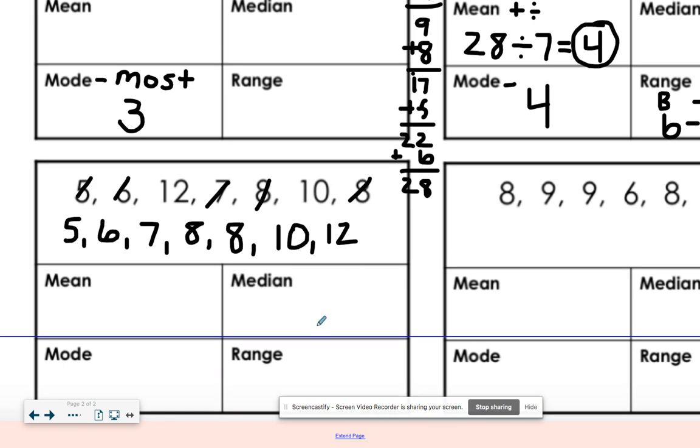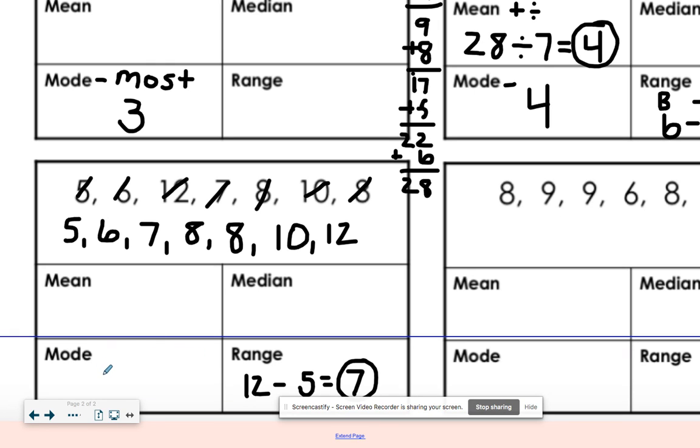We're going to work backwards this time. We're going to do the range. Because I put my numbers in order, I can see my biggest number is 12, and I can subtract from it my smallest number, 5. 12 minus 5 is 7. So 7 is my answer for the range.